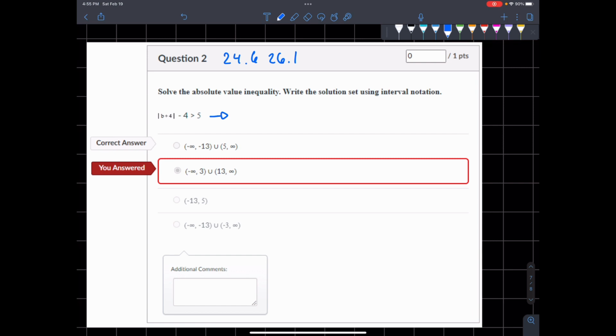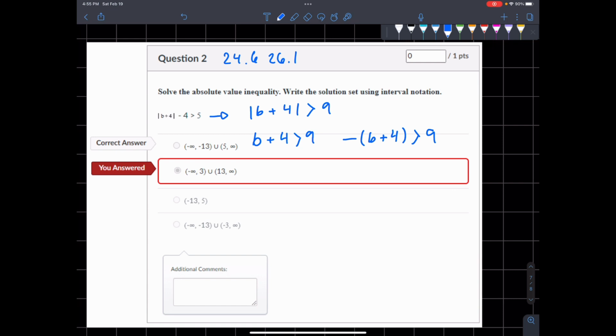So this is question 2 of 24.6, 26.1. We've got solve the absolute value inequality and then write the solution using interval notation. So first thing I'd like to do is put the absolute value itself all on its own. So we're going to add 4 to both sides. So we're going to get this. Now we have to consider two possibilities. What if the inside part between the absolute value lines is positive? And what if the inside part between the absolute value lines is negative? And remember, I'm talking about the entire inside part. So brackets around the entire thing.